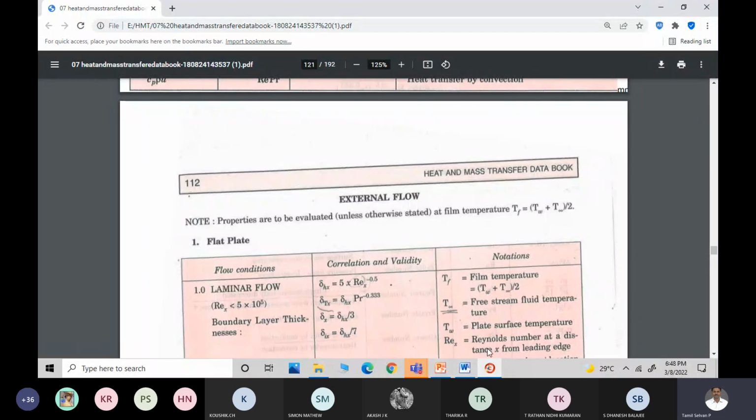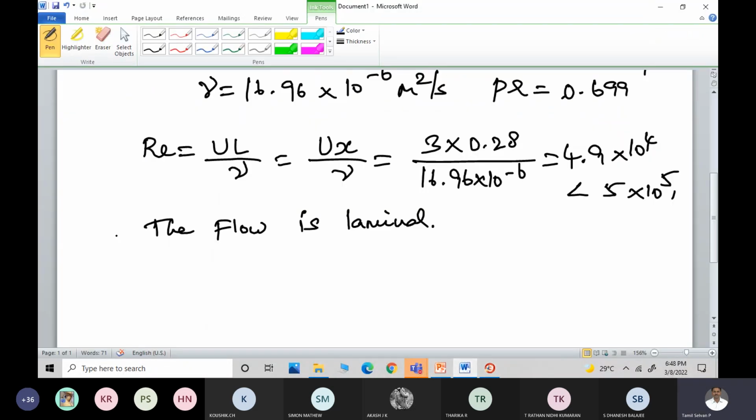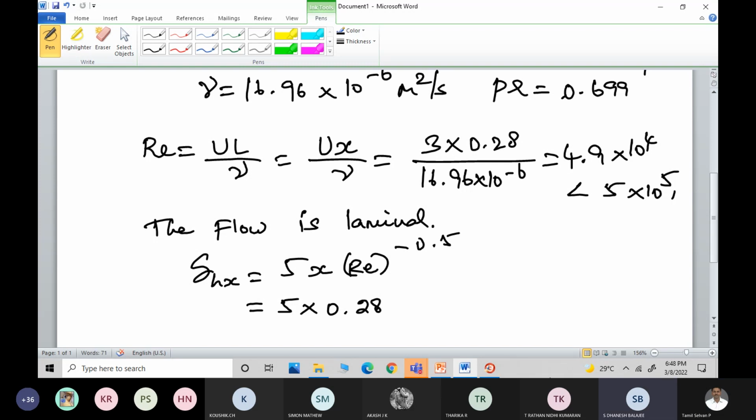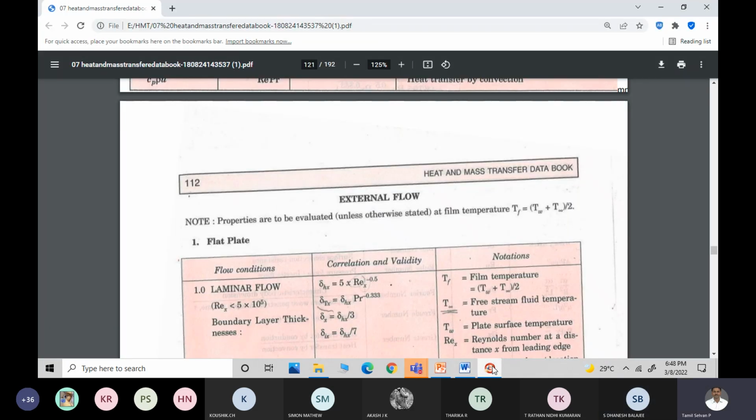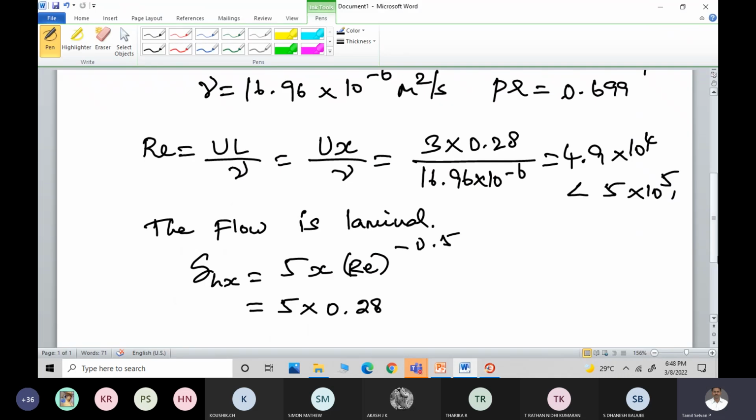Let me put it here and find it out. Del Hx, velocity boundary layer thickness, is 5x into Reynolds number to the power minus 0.5. Is it correct, students? All of you are there, or you simply switched on and went outside? Only one guy is saying. What about others? 4.9 into 10 power 4 whole power minus 0.5.